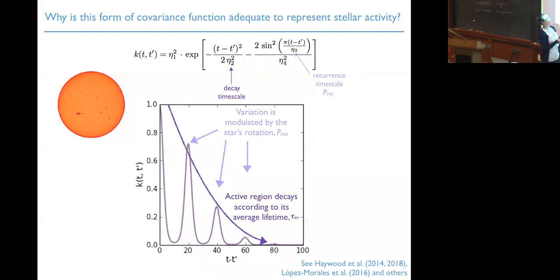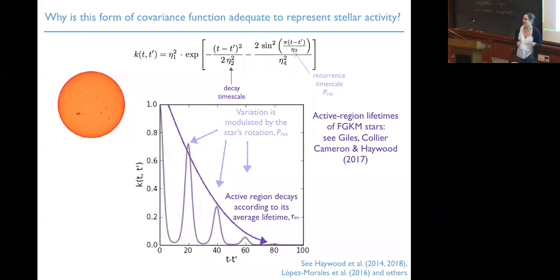The next one that I want to talk about is this term. So this is an exponential decay. And this is actually pretty well, physically speaking, this corresponds to the evolution of the active region on the stellar disk, right? And we can actually measure this.